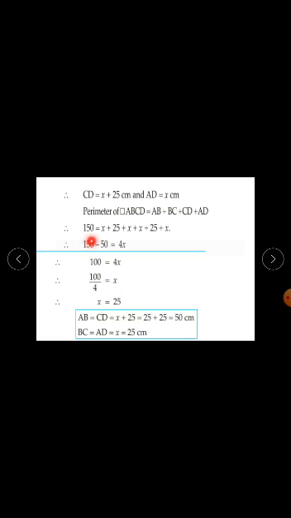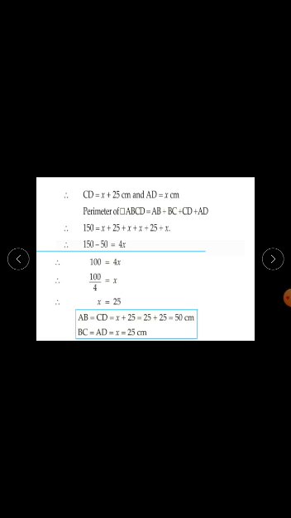So 150 is equal to x plus 25 plus x plus x plus 25 plus x. Now 25 plus 25 is 50. By simple transposition, 150 minus 50 is equal to x plus x is 2x, plus x is 3x, plus x is 4x. 150 minus 50 is 100, so 100 is equal to 4x. Therefore x is equal to 100 upon 4, which is 25.